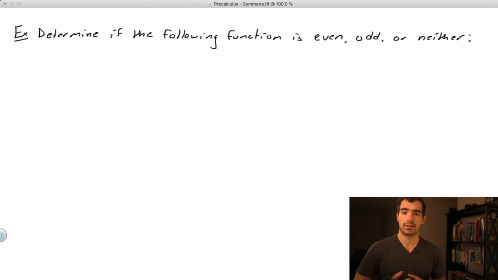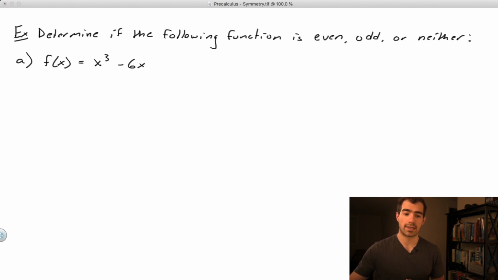And so let's try this out in a few examples. Let's see if we can look at a function and just based on the equation, without even graphing, determine whether or not it's even, odd, or neither. And so we'll look first at x cubed minus 6x.